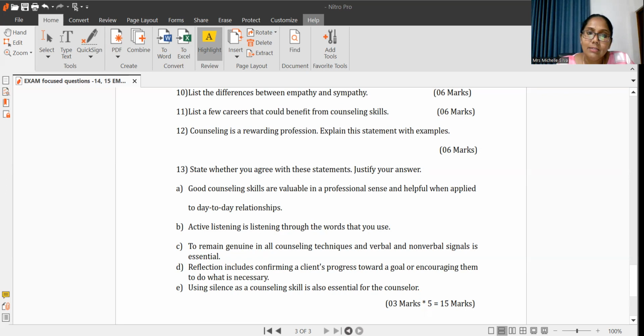Then, active listening is listening through the words that you use. Okay, but please do remember, active listening is not that. There is a significant difference between active listening and verbal listening. Active listening is you are listening with your body, heart, ears, eyes, and mouth, from your 5 senses. But verbal listening is you are listening through verbal cues. වචන වලින් ඇහුම්කන් දීම කියලා කියන්නේ yes, go on, carry on, great, that kind of verbal listening.